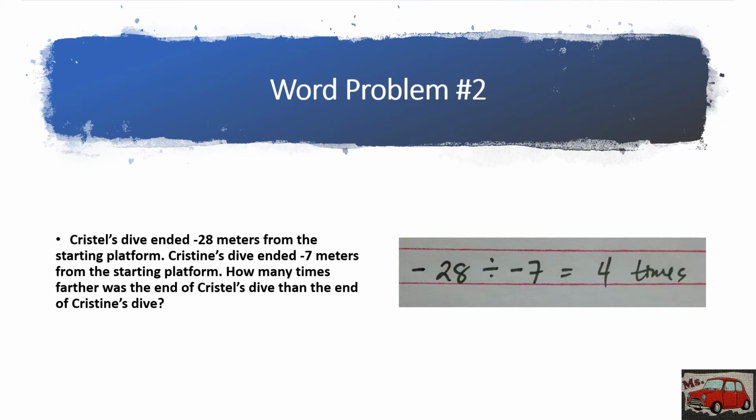So, what we need to do is to divide -28 and -7. Alright, why negative? Kasi, di ba, when you dive, nasa ilalim ka. So, that's why both of them are negative. Okay? So, to divide that, the answer is 4 times. So, ibig sabihin, 4 times or 4 na beses na mas malayo yung end na na-dive ni Christelle kay Christine.